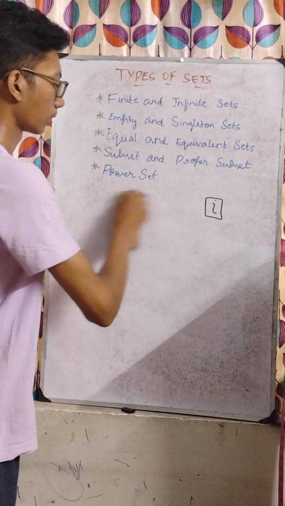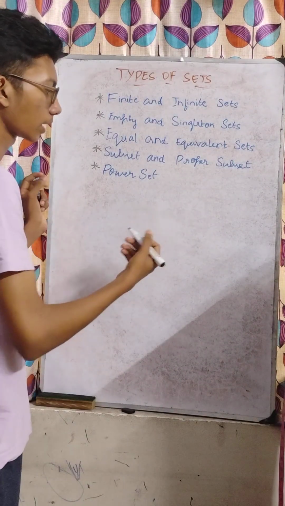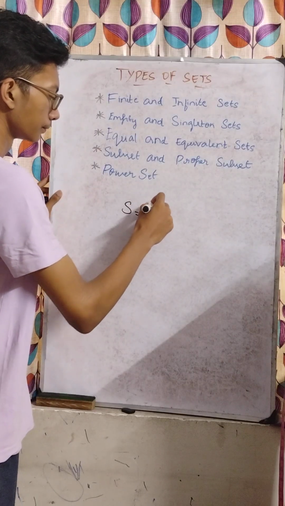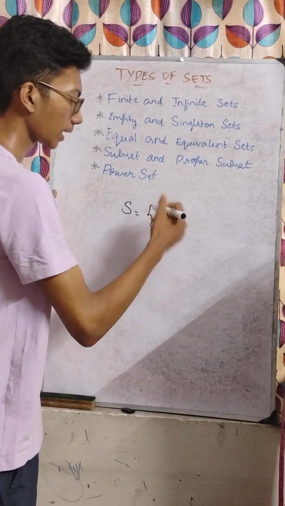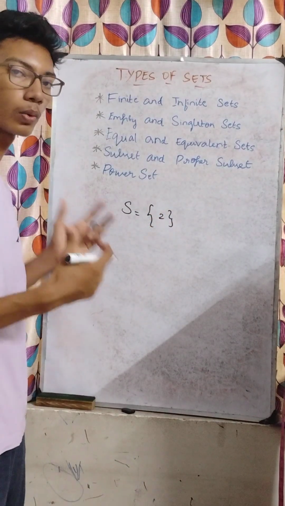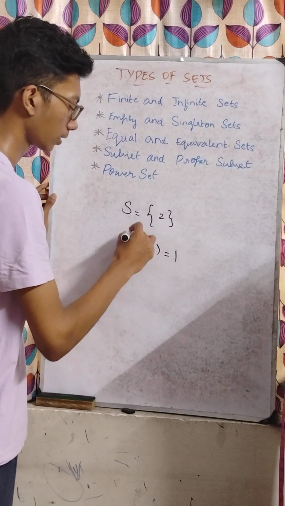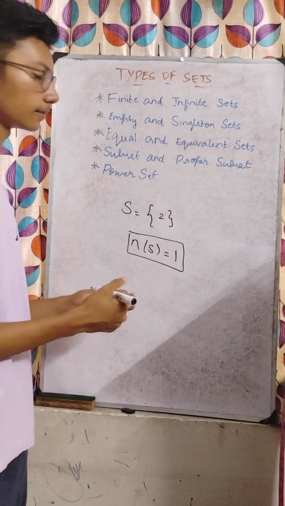Now a singleton set is similar to that. It has only one element in the set. Let's say we have a set S that contains all the even prime numbers. How many elements can it have? It can have only one element, that is 2, because 2 is the only even prime number. So the number of elements in S is 1. If the number of elements in a set is 1, then it is a singleton set.